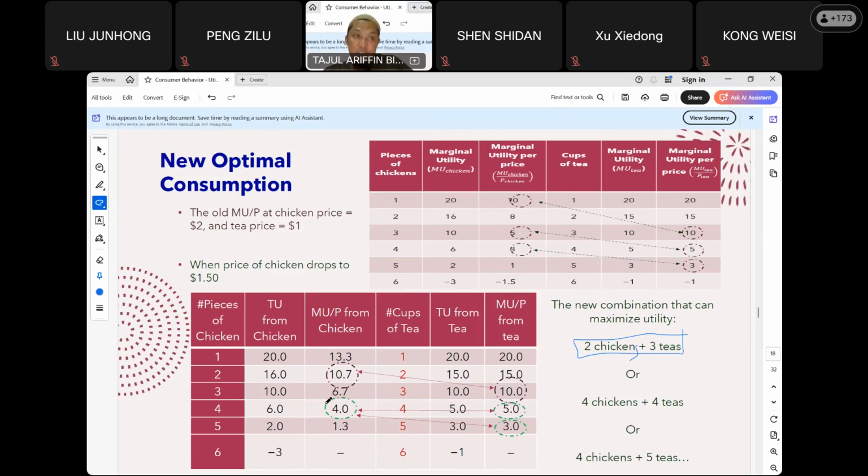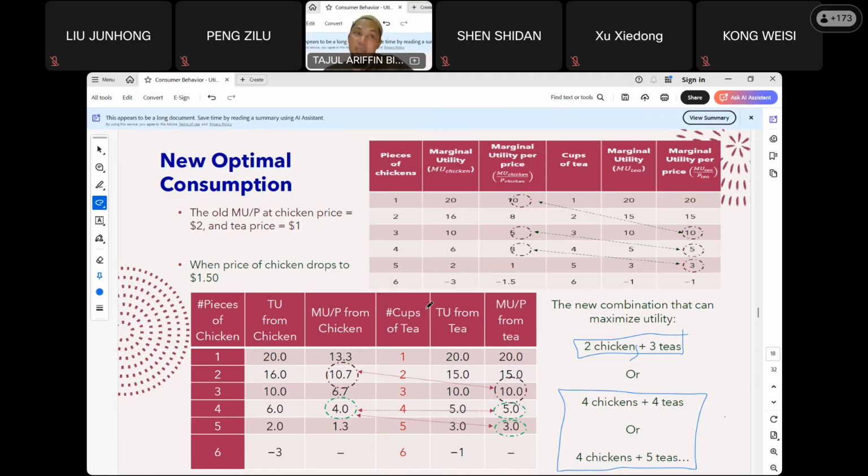The gap is only 0.7. And the next closest possible combination would be 4 and 5, as well as 4 and 3. The gap is only 1. That's why these are two other next possibilities. So try to calculate and tell me in the next class what will be the answer.